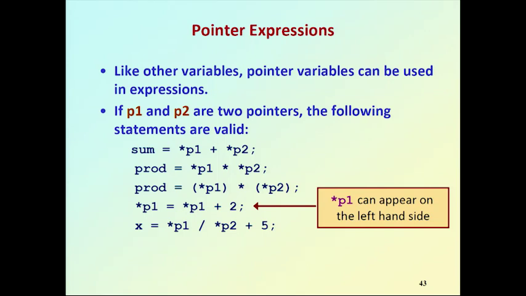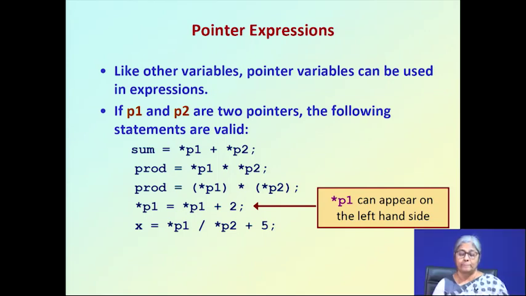Now, some pointer expressions. We have not read this part earlier. We can do some arithmetic operations using pointer variables. Like other variables, pointer variables can be used in expressions, meaning we can use arithmetic expressions. Say P1 and P2 are two pointers. Then the following statements are all valid statements.